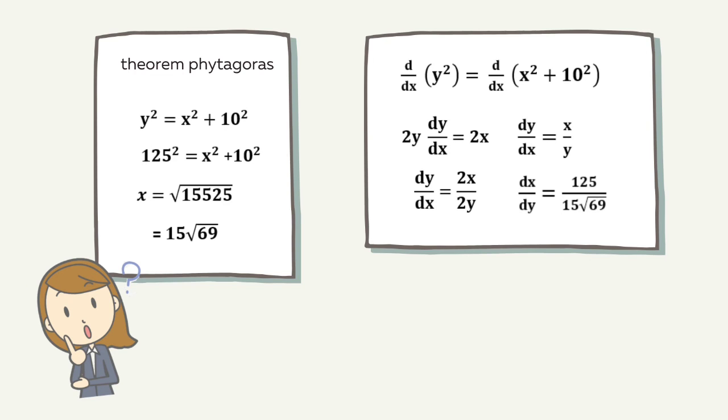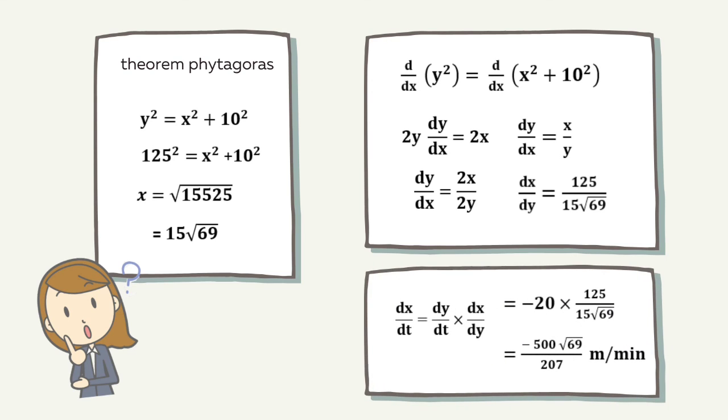I use implicit differentiation to get the value of dx/dy, which is d/dx of y squared equals d/dx of x squared plus 10 squared, and differentiate it into 2y dy/dx equals 2x, dy/dx equals 2x over 2y, and simplify it into x over y. To get the value of dx/dy, I insert the value of x and y, which is 125 over 15√69.